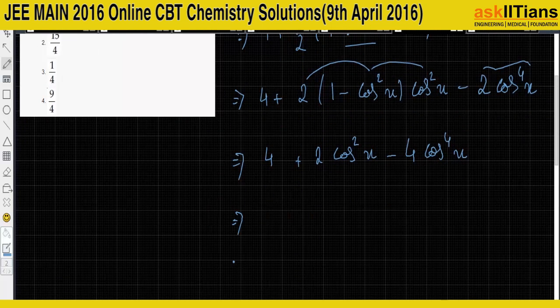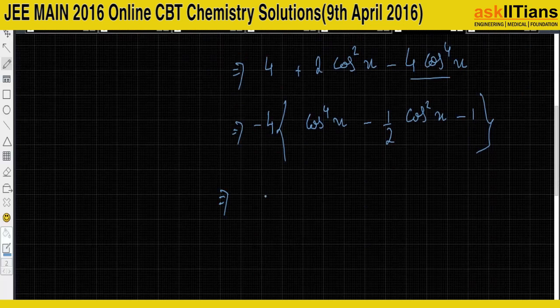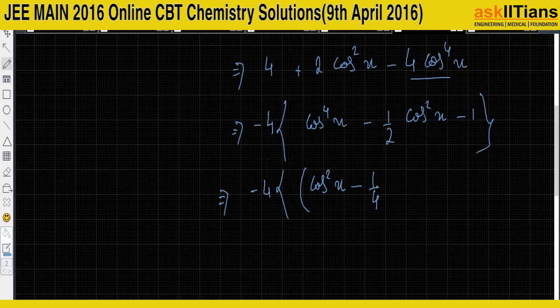Now let's convert this to a perfect square. If I want to convert this to a perfect square, take minus 4 common. So I'll get cos power 4x minus 1 by 2 into cos square x and minus 1. I am taking minus 4 common. Now let's convert this to a perfect square. So this will be cos square x minus 1 by 4, whole square.